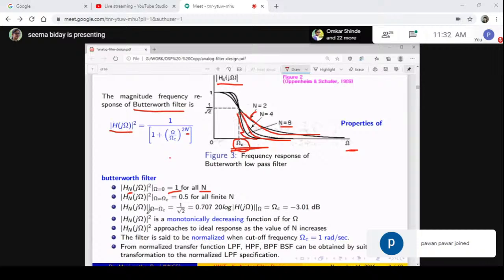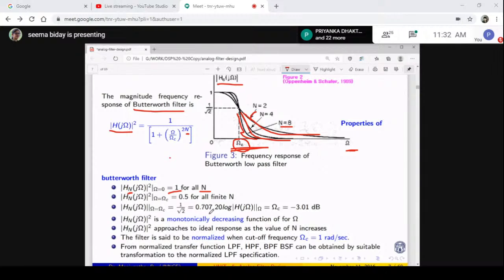Now, again here at omega equal to omega c, if you take the square root, it is 1 by root 2 or it is 0.707, and you can write down in terms of dB, 20 log of |H(j omega)|, and it is minus 3 dB. You know that bandwidth is minus 3 dB, right? Is it okay?